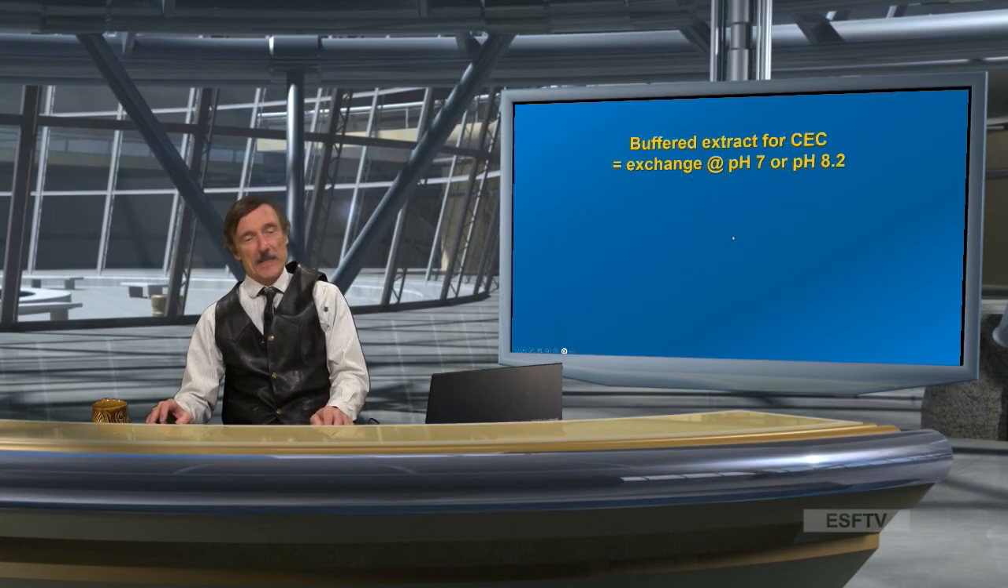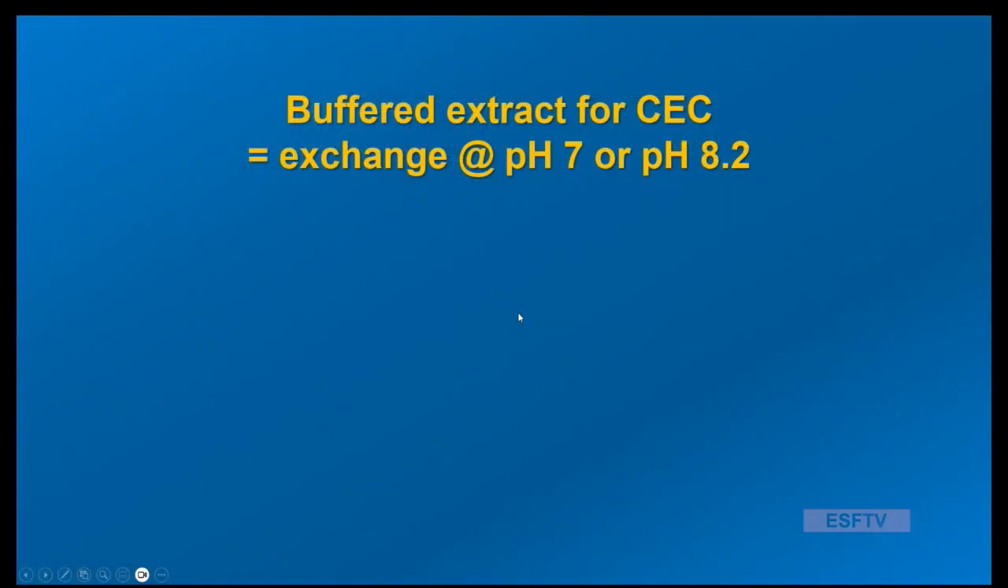So buffered extracts. So we talk about the buffered methods, not effective CEC, but CEC. And many of these will push that pH up to 7 or 8.2. So we'll mix up our solution of ammonium acetate. We'll jack the pH up to 7 or 8.2, and that's going to be the solution we'll use. And so when we do that exchange, we're forcing the exchange at that high pH of that extractant.